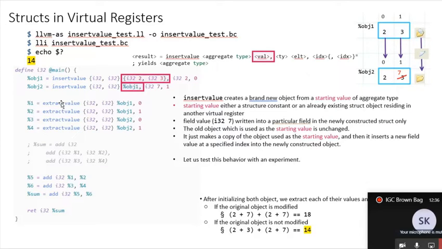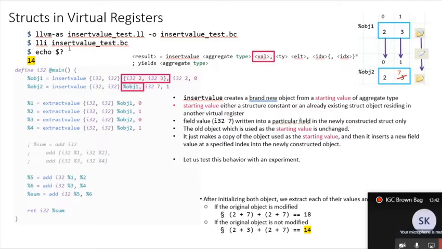In order to ascertain that this is the exact behavior, that only the new object is being modified by the second insertvalue and not the old object, we will perform this experiment. After initializing both objects, we extract each of their values and then we add them all up. Add these %1, %2, %3, %4 into one big sum, and we want to return that and see what that is. So if the original object is modified by this insertvalue instruction, it would be 2 plus 7 for object 1 plus 2 plus 7 for object 2, which is 18. Or if the original object is not modified, the sum would be 2 plus 3 for the original object plus 2 plus 7 for the second object, which would be 14.